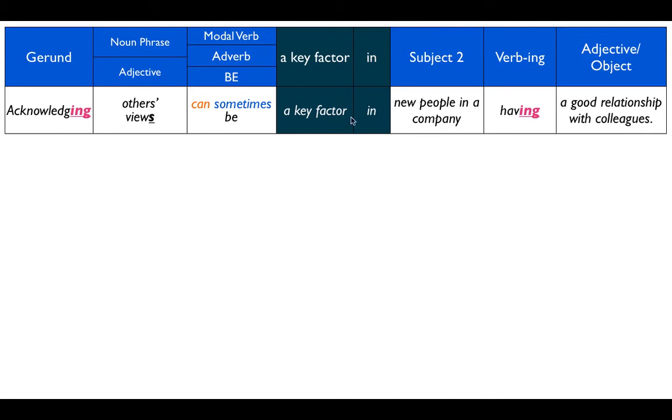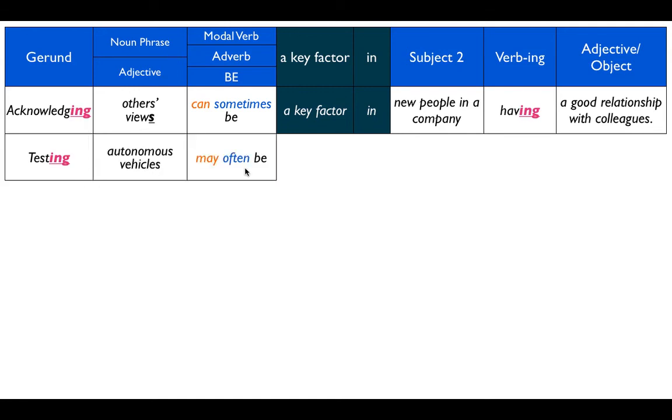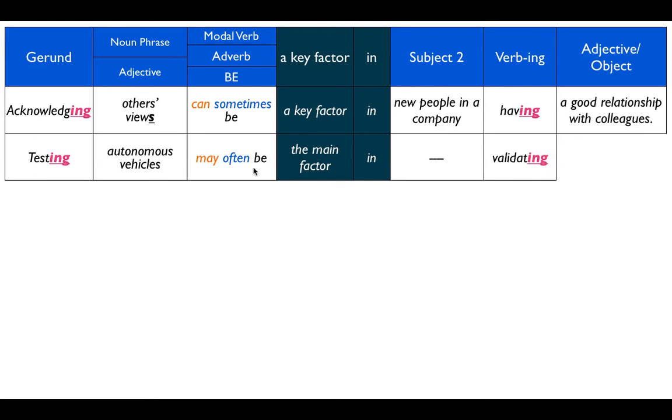Okay, these are all examples by the students from yesterday's lesson. Testing autonomous vehicles may often be the main factor in validating safety protocols. So in this case, the student couldn't think of a second subject. No problem, that's absolutely fine. And the student changed it here to say it's the number one reason. So in that case, a key factor in, they went a lot stronger and they said the main factor in validating safety protocols.